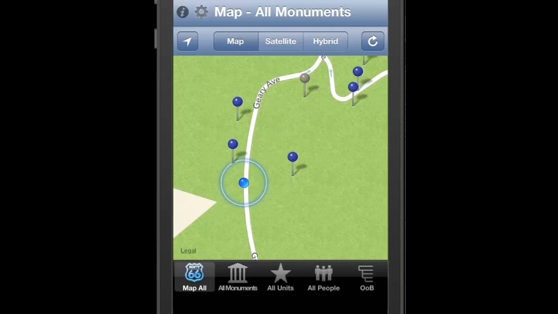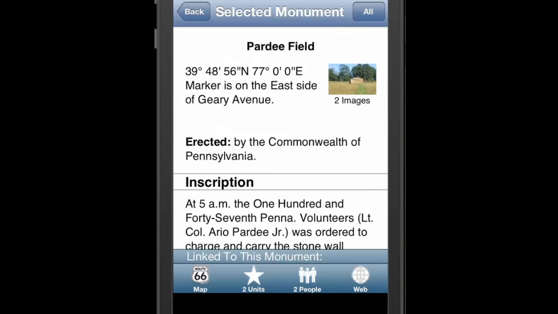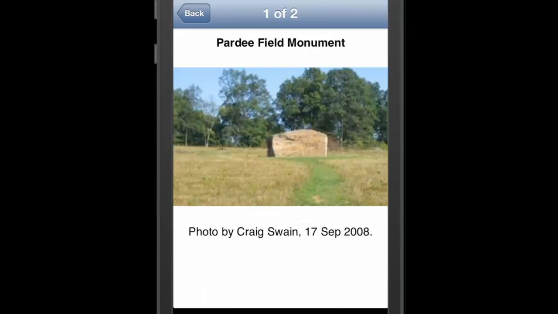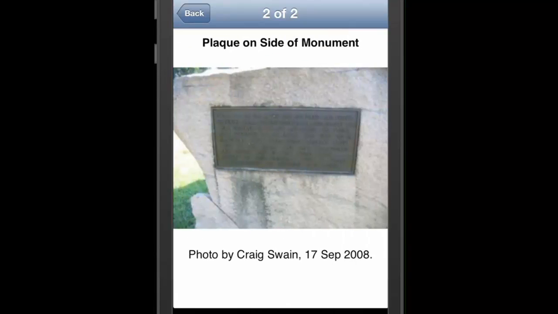So you tap on the pin in the middle of that field, and you see that the name of the rock monument is Pardee Field. Let's tap on that little arrow to see what we know about it. Okay, there's a description of its location and 2 images. Let's tap on the image to get a bigger version. Then you can drag your finger left and right to pan through the multiple images.